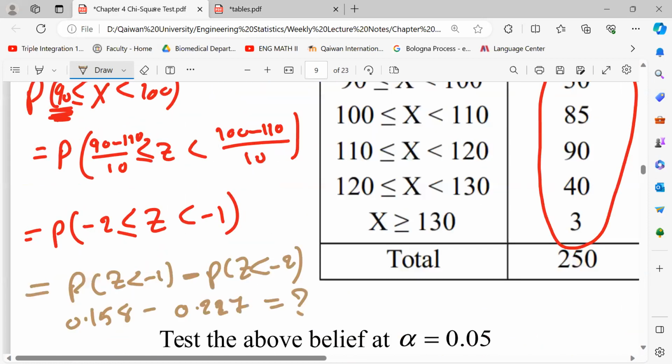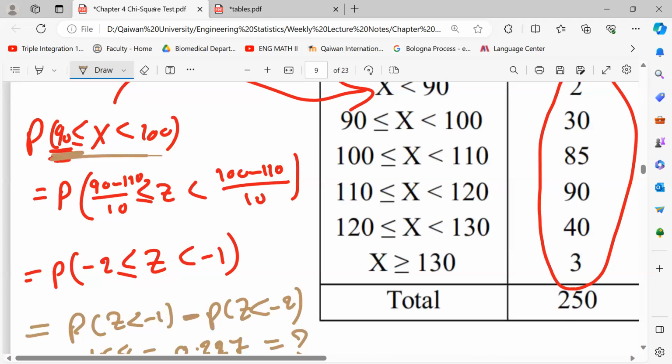This one is the probability of X being between 90 and 100. We need to standardize. It could be between -2 and -1, because it's greater than -2 and less than -1.